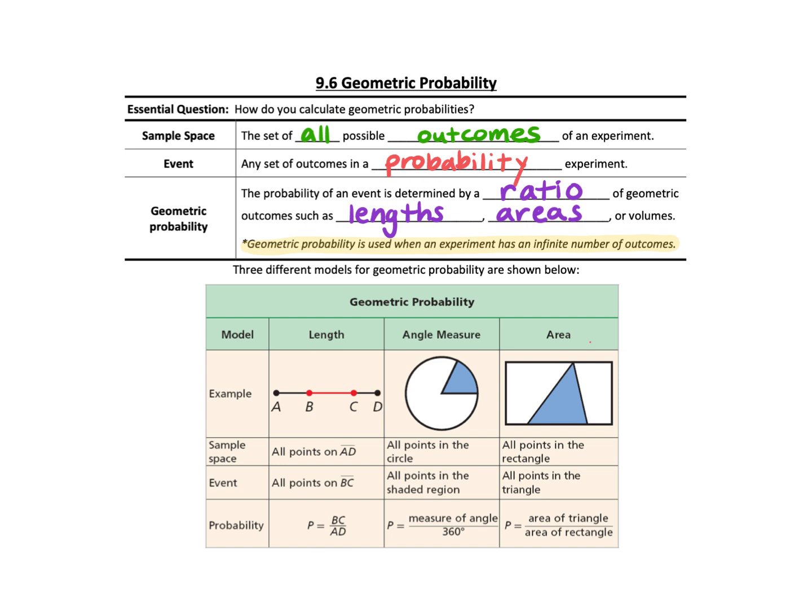And then the last one here, the area model. This is a model that we used a little bit in 9.3. You might have a sample space where it's all the points on the rectangle, and then we might randomly choose a point, and our event might be all my points are in the triangle. So if I wanted to know the probability that if I randomly pick a point, it's in the triangle, I would need to calculate the area of the triangle and then divide that by the area of the entire rectangle, which would be the sample space. For our examples today, we're going to start off with a length model, then move to angle measure, and then we'll end with area.